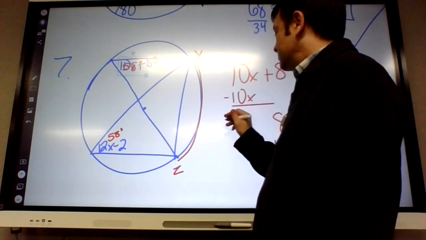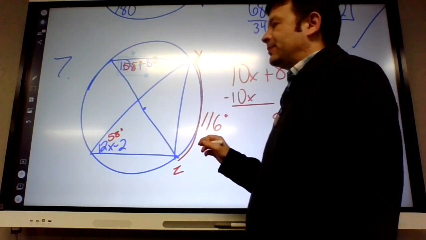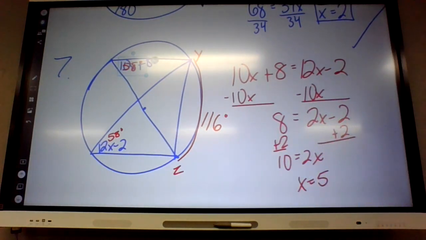Yeah, it's times 2. Just like the same numbers from number 1, remember? The inscribed angle is 58. Its arc must be 116.